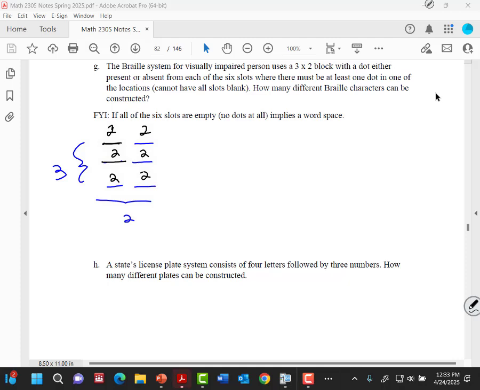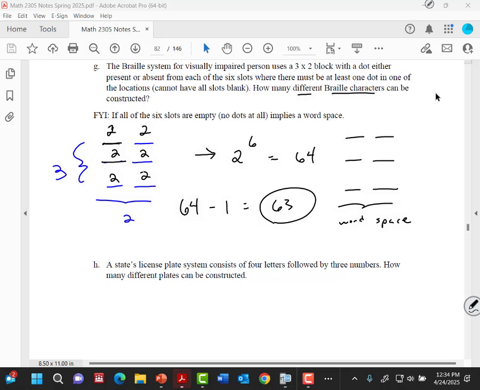The dot is either present or it is absent. And so I compute the product of all of these, which is 2 to the 6th, which is 64. Now, included in this, though, is the Braille character where no dots are present, which simply means a word space, and that is 1 of the 64. So how many different characters can be made? Well, that's simply 64 minus 1, so 63 possible characters can be made.